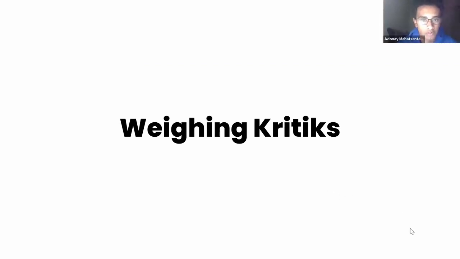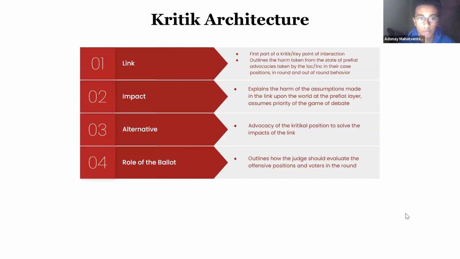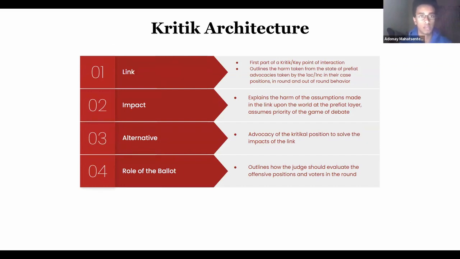Yep. So just a quick overview of what a critique looks like. There are 4 parts. It's the link: whatever actually happened in the round or was read in the round that is causing some sort of harm outside of this debate simulation. The impact is just your literature for your K that explains why that thing is bad. The alternative is what you do to change that. In PF, we don't have counterplans, so you can't really take any policy action. So most of this is just going to be discourse, or what's happening in round between you and I talking and how that could change the world. Role of the ballot is just how the judge should evaluate the positions read in the round because of the K. Any questions about those parts?